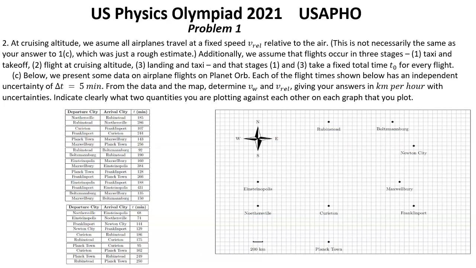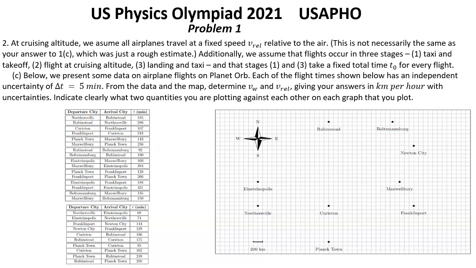Question C from part 2. Below we present some data on airplane flights on planet Earth. Each of the flight times shown below has an independent uncertainty delta t equal to 5 minutes. From the data and the map, determine v_w and v_real, giving your answer in kilometers per hour with the uncertainties. Indicate clearly what two quantities you are plotting against each other on each graph that you plot.